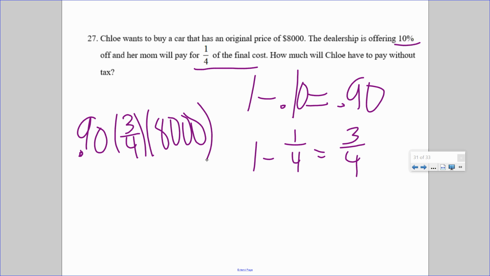She's paying 90% of 3/4 of 8,000. Think of it as what she's paying. All right, when you're taking things off, as long as you think of it as what she's actually paying, that should make it more clear.